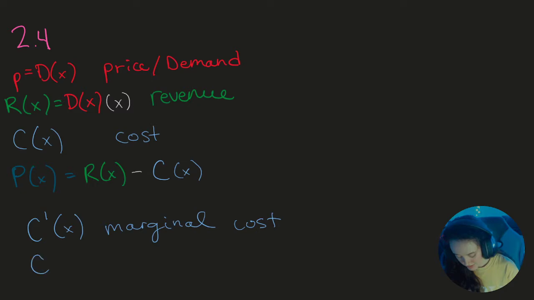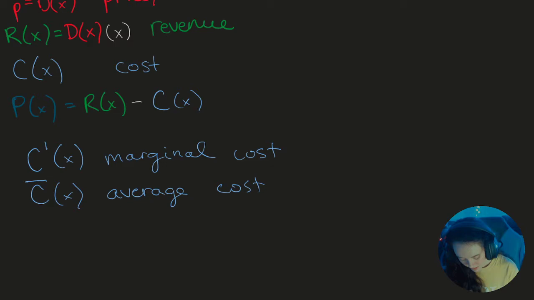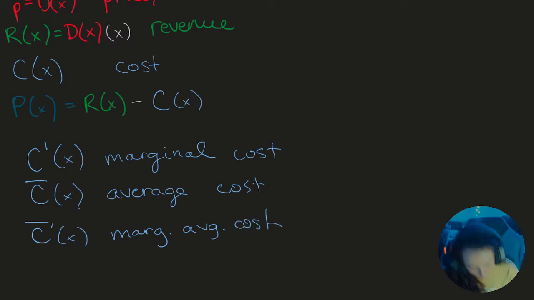And then if you have C with the line over it of x, that equals your average cost. The same is true if you have R with a line over it or the capital P with a line over it. These are the same across the board. And then if you have C prime with the line over it, that's going to be your marginal average cost. Same thing across the board, every single time.